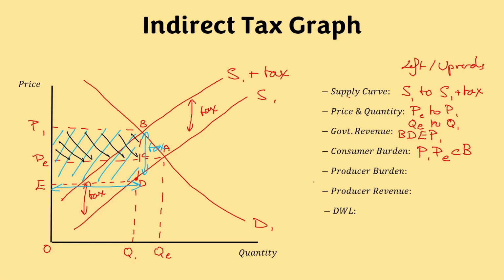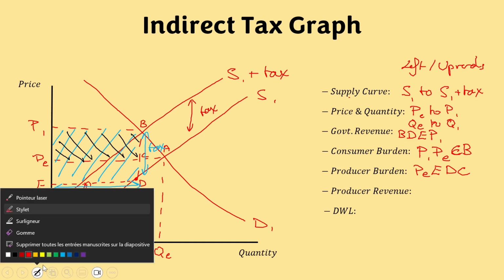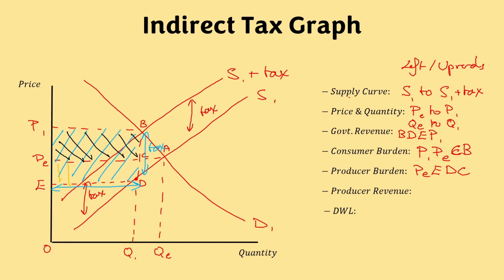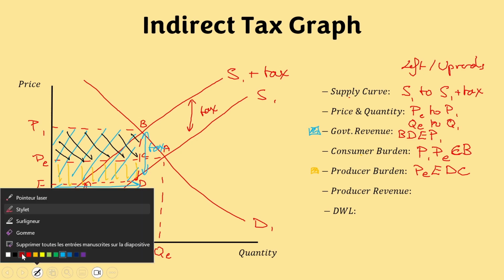And then the producer burden is simply whatever is left from this box. So the rest. So PE, DC. That would be the producer burden, which I'll shade in a different color here. And just to make this clear, I'll put the colors next to it so there is no confusion.